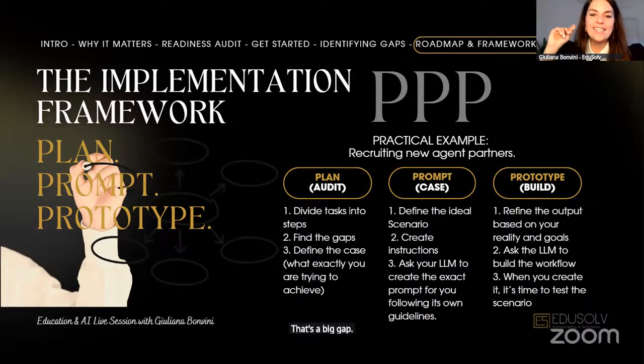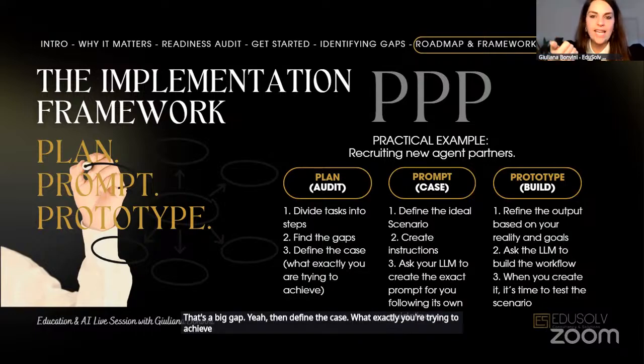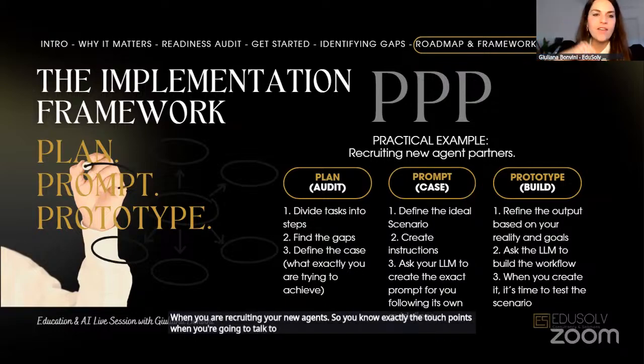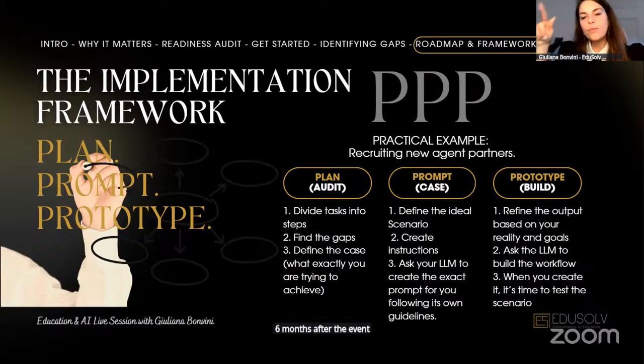Then define the case, what exactly you're trying to achieve. So in this example, what you want to achieve is create a clear communication plan when you are recruiting your new agents. So you know exactly the touch points when you're going to talk to them before the event, during the event, after the event, 6 months after the event. And then we move to the second part.